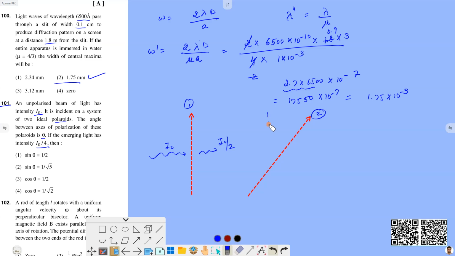Now, suppose with respect to the first polarizer, the second polarizer makes angle theta. Then the output of the second polarizer will be I naught by 2, the incident light, into cos square of theta, and this is given to be equal to I naught by 4. So from this we can find out that cos of theta is 1 by root 2, and that matches with option 4 here. Now with this, let's move to the next one.